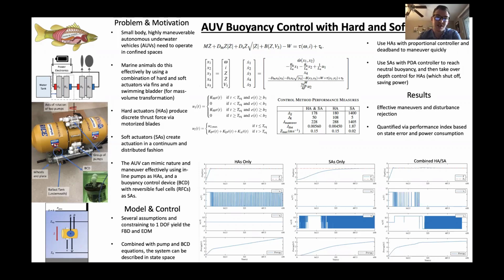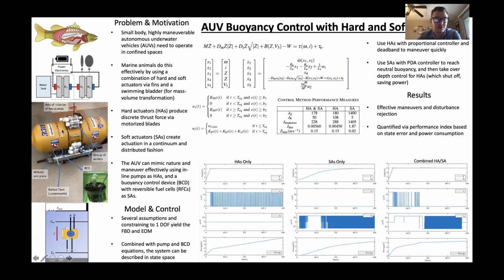And the answer is that they use a combination of hard and soft actuators. Their fins serve as hard actuators, propelling them forward, while an organ called the swim bladder allows them to adjust their buoyancy, serving as a soft actuator. We wanted to mimic this on the AUV to get effective maneuvering.